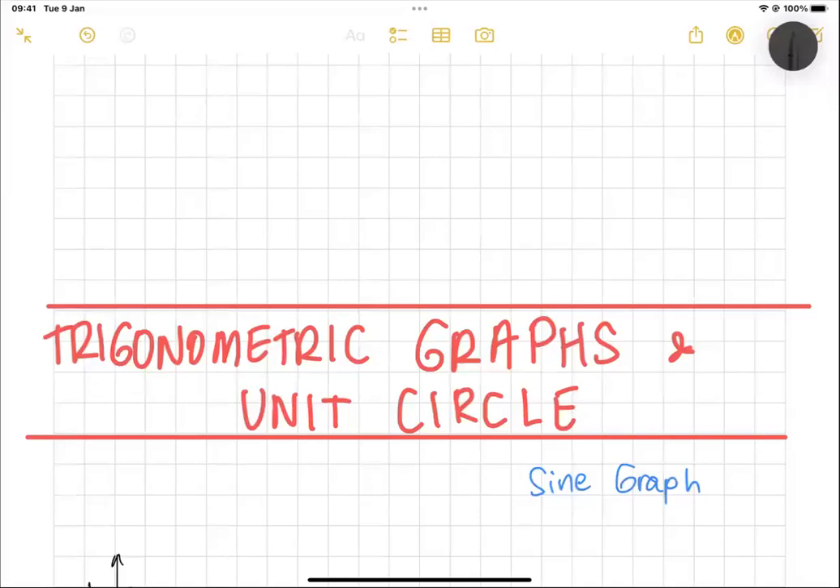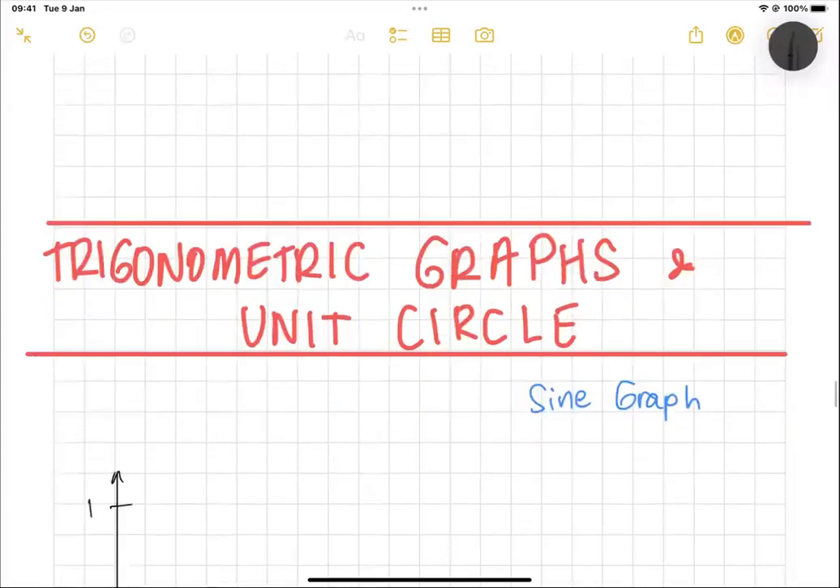Welcome back. Today we are going to delve deep into trig graphs and the unit circle. We're just going to look at the basics of the graphs and the unit circle. So let's start. Trig ratios. We know three, which are sine, cos, and tan. And we're going to first look at the graphs and what they look like.